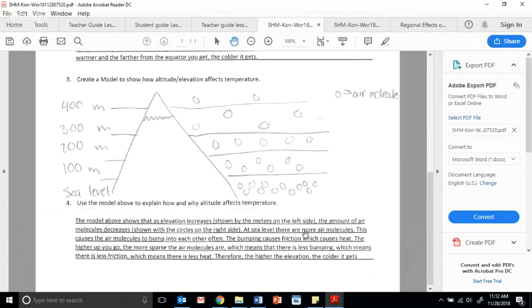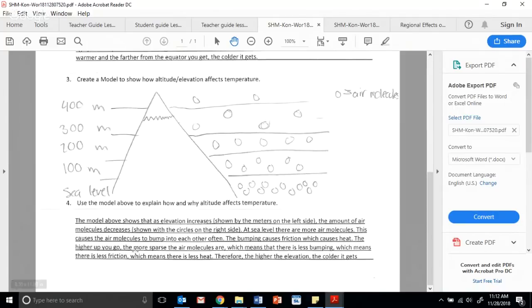At sea level, there are more air molecules. So this is still talking about this. So at sea level, there are more air molecules. This causes the air molecules to bump into each other often. The bumping causes friction, which causes heat. Okay, so this is the why elevation affects temperature. There are a lot of air molecules. They're constantly bumping into each other, which is making friction happen, which is making heat.